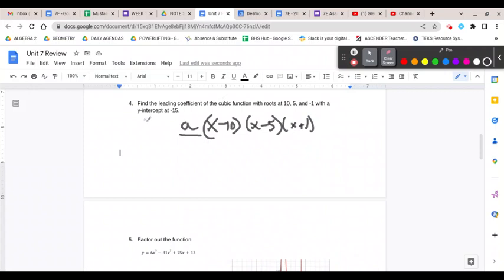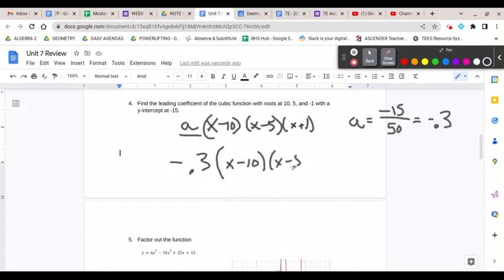This one has a y-intercept of negative 15. So what we're going to do is our a value is going to be negative 15 over 50, which is going to give us negative 0.3. So this equation is going to be negative 0.3 times x minus 10 times x minus 5 times x plus 1.